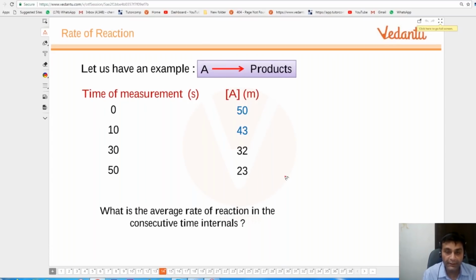So take up this example now. Time in seconds, and the concentration of A is in some molarity. So time 0, concentration is 50. After 10 seconds, 43. After 30 seconds, 32. After 50 seconds, 23. What is the average rate of reaction in the consecutive time intervals?